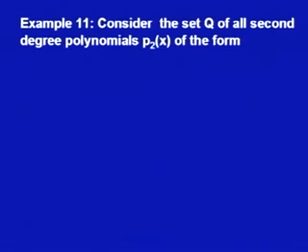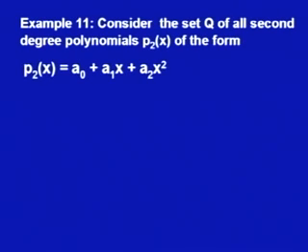In the next example, we consider the set Q of all second degree polynomials of the form p 2 x is equal to a naught plus a 1 x plus a 2 x square, such that the coefficients are related by the relation a 1 is equal to a naught plus 1. So, it is not all polynomials, but only those polynomials which satisfy this relation.